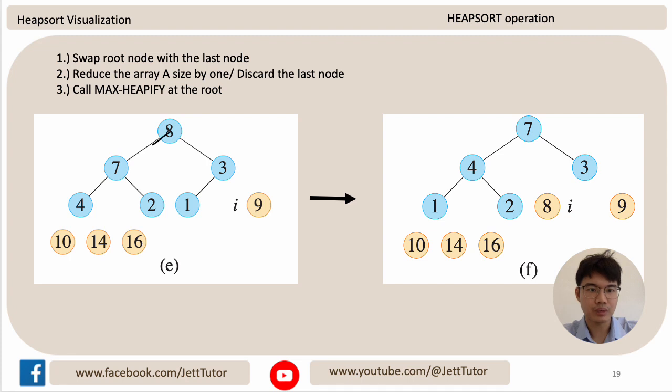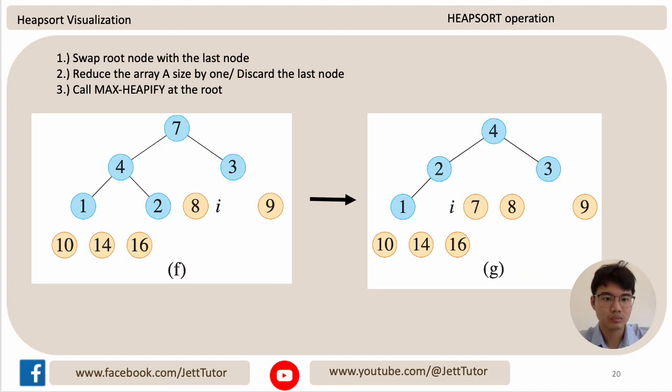Then from this we swap the root node with the last node, and then we reduce the size of the array by 1, and then we call max heapify at the root. The result is on the right. We swap, so this becomes 2, this becomes 7. Discard the last node, or reduce the size by 1. Then we call max heapify at the root. The result is on the right.